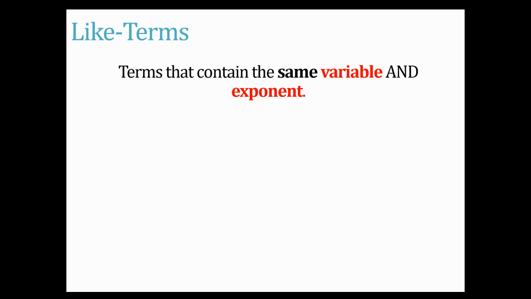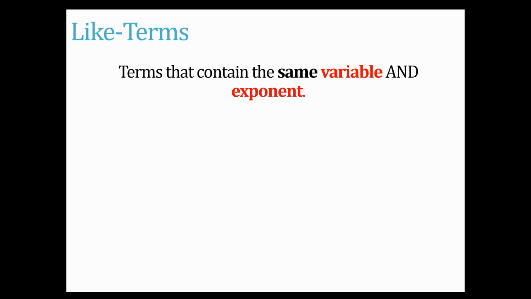Hey everyone, so today we're going to go over how to add monomials. So the first thing that we need to know is what like terms are. So we know what terms are based on the definition from before. They could be numbers, variables, or numbers times variables. But like terms are terms that contain the same variable and the same exponent.